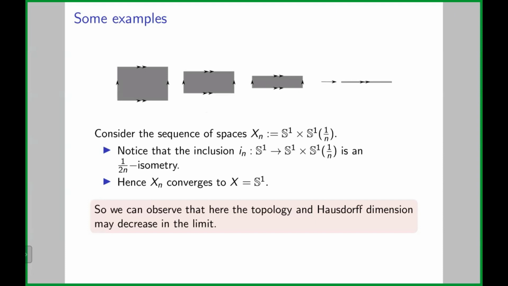So just to give examples of epsilon isometries, you can take the inclusion from S1 to each of these Xn's, and notice that it is a 1/2n isometry. And by the thing I mentioned before, you can take the map that is the almost inverse. And so, by definition, the Xn converges to S1. So here we can observe that both the topology and the Hausdorff dimension may decrease in the limit.